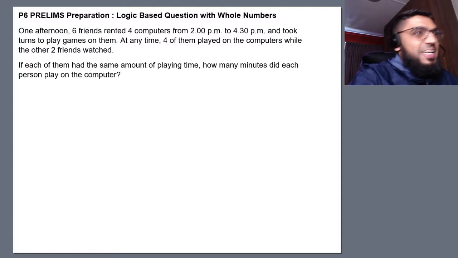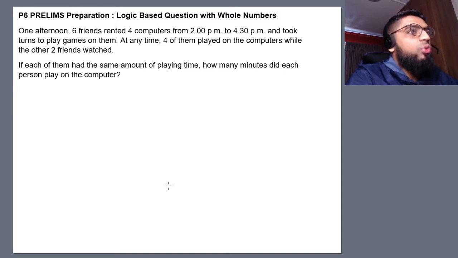Hi there, let's discuss this primary 6 problem sums type question. One afternoon, 6 friends rented 4 computers from 2 p.m. to 4:30 p.m. and took turns to play games on them. At any time, 4 of them played on the computers while the other 2 friends watched.